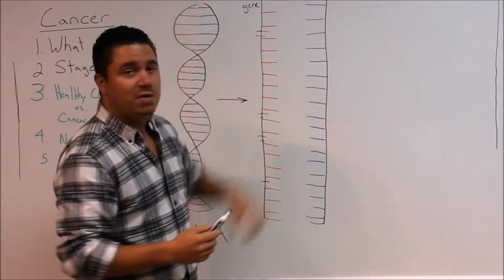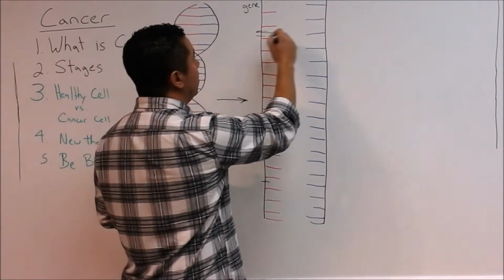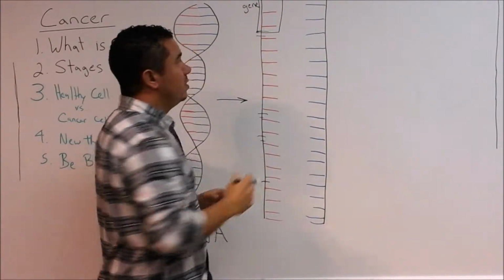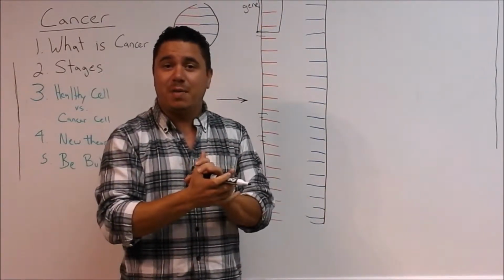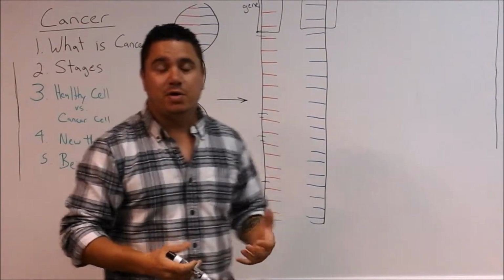Most of the genes are always covered. You have proteins that literally kind of block them, cover them up. And if they're covered, your gene is turned off.